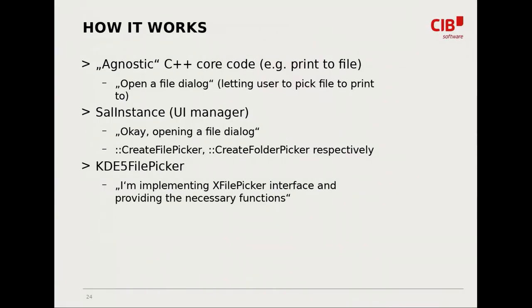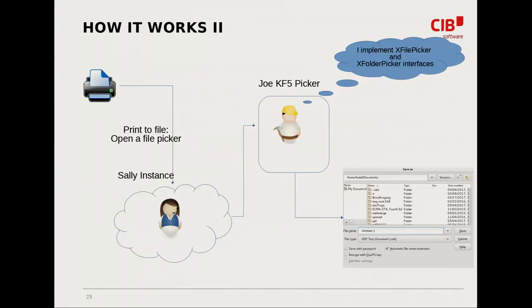First, I will show how those file picker dialogues somehow work on LibreOffice. So the core C++ code is pretty agnostic. It just says, oh, open a file dialog. For example, the user wants to print to a file, and if they want to print to a file, they click print to a file, and then the dialog pops up to have the user pick which file to print into. And that's where the Sally instance takes over and says, yes, okay, create a file picker, and passes over to Joe, okay, a file picker, who is a smart chap, and he implements a couple of interfaces like X file picker and X folder picker interfaces, and yeah, he does the job and finally opens the file picker.